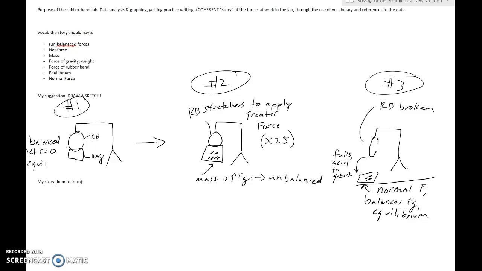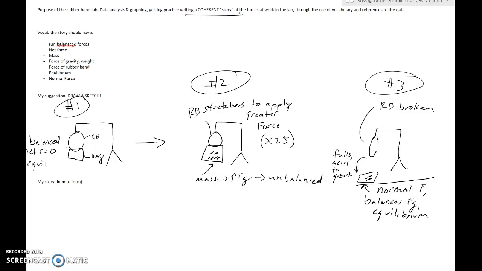Another part of it is getting practice with writing a coherent story. So that's this part right here of the forces at work in the lab through the use of science vocabulary and references to the data. So whenever you're writing a lab report, you not only want it to be coherent so that it makes sense and it flows and it proves your argument, you want to use relatively sophisticated vocabulary so that it at least sounds like you know what you're talking about, using the vocab that we've talked about in class.